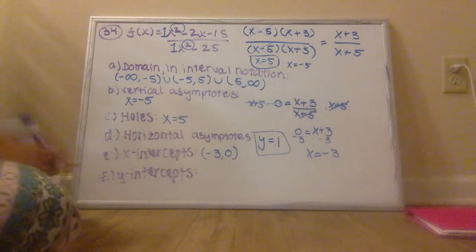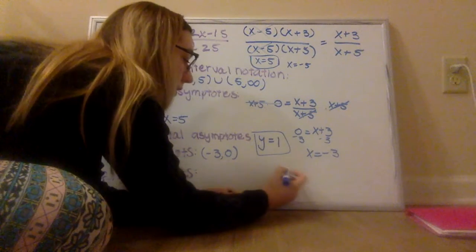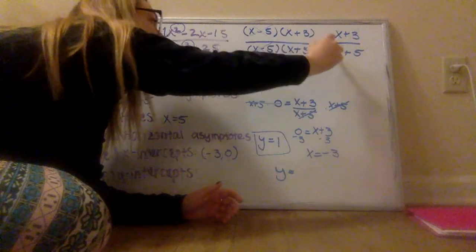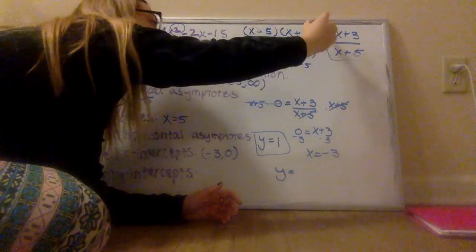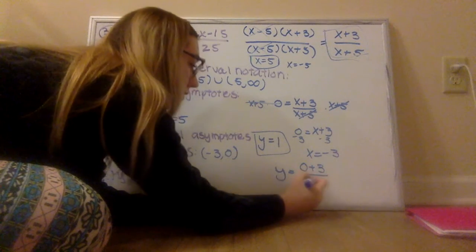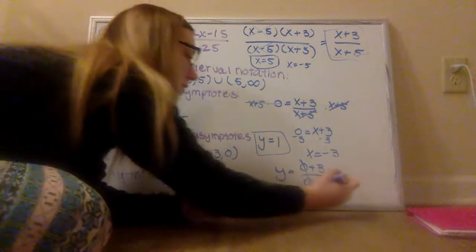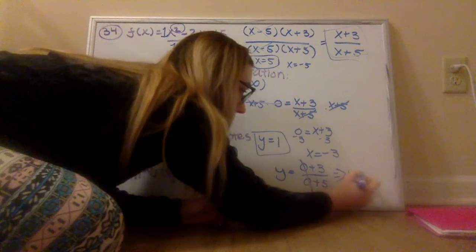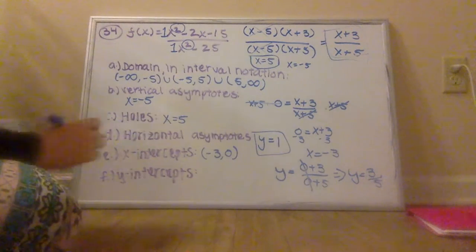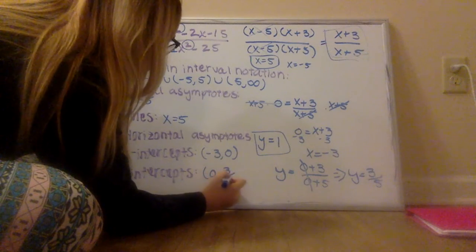And for our y-intercept, we're going to set all of our x's equal to 0. So we have y is equal to, using our x plus 3 over x plus 5, 0 plus 3 over 0 plus 5. So that just gives us y is equal to 3/5. So our y-intercept is at 0, 3/5.